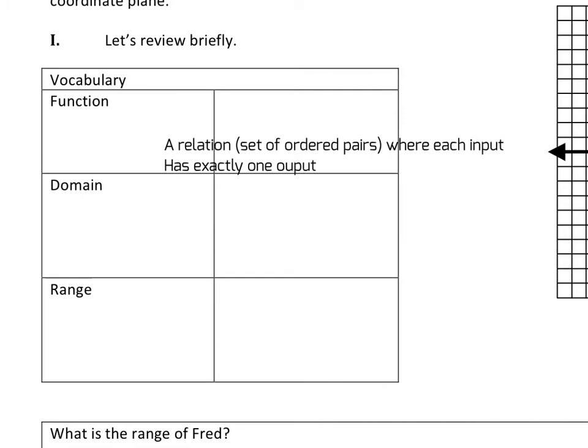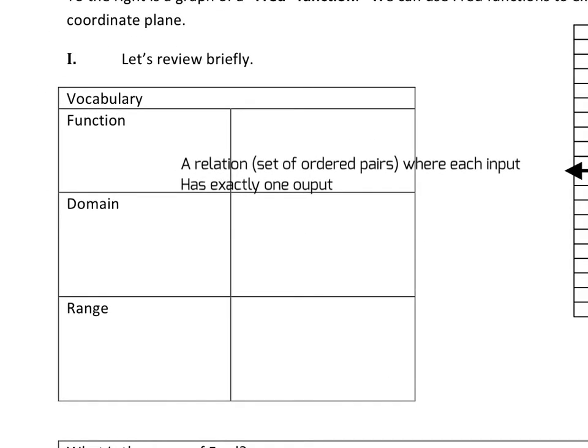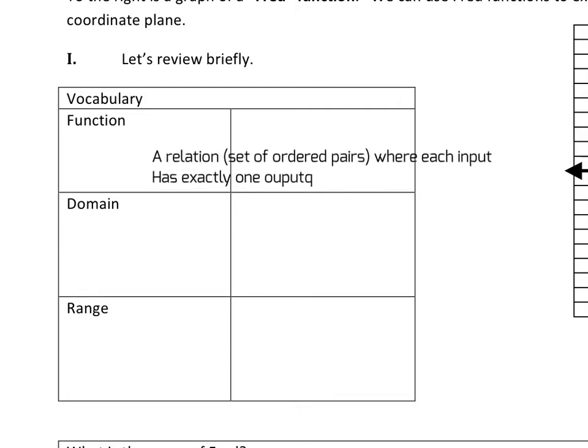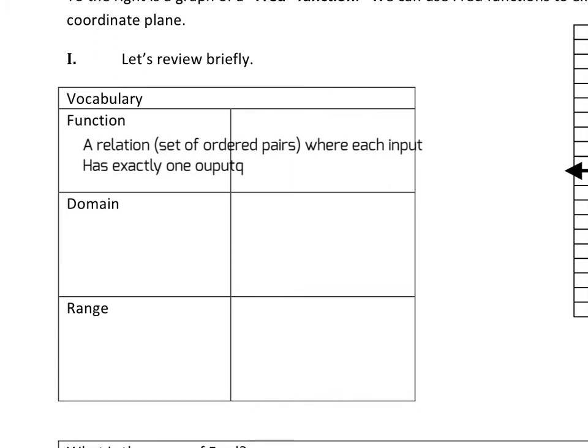Basically that means that none of the x values can repeat. I can have y values that repeat, but I can't have x values that repeat. So a relation is a set of ordered pairs. A function is a relation, which is a set of ordered pairs where each input has exactly one output. And yes, I know I spelled output wrong, so let me fix that.